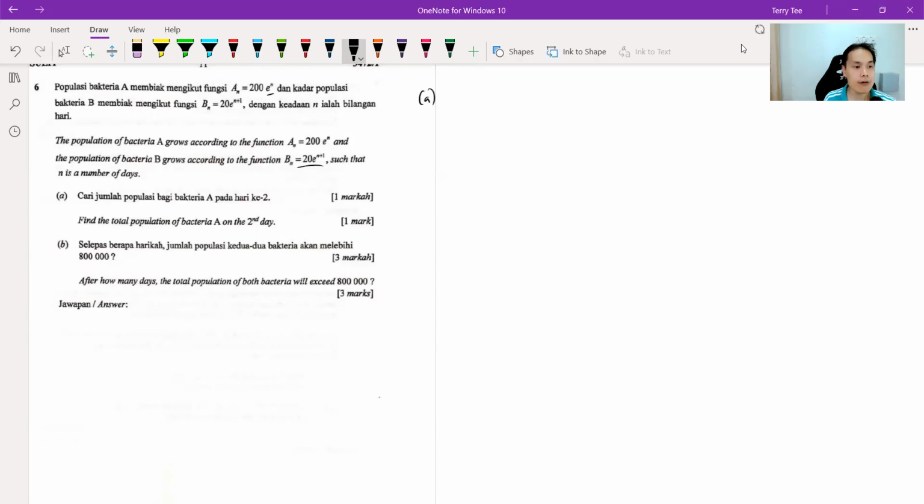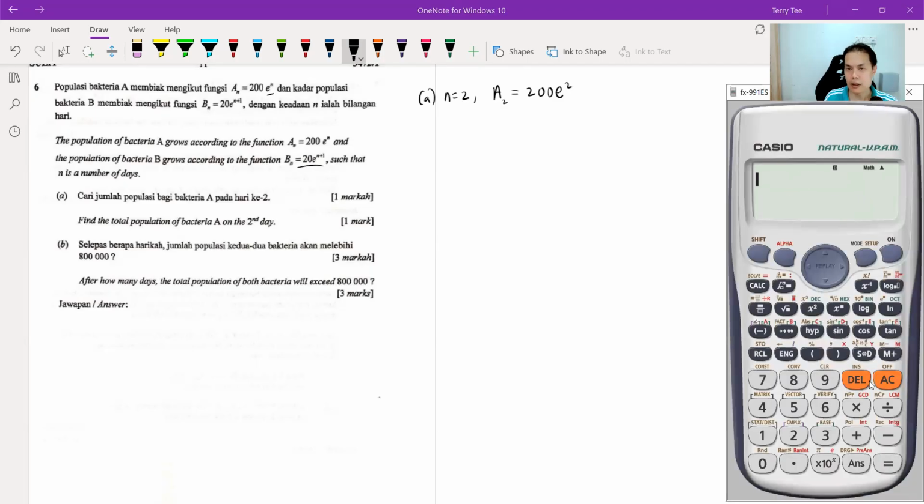So the first part A, find the total population of bacteria A on the second day. On the second day, your n is 2. All right, so bacteria A, we use A. You can write 2 here, doesn't matter. Yeah, it is 200 E power 2. Okay, we can use our calculator. This will be 200 shift ln 2.